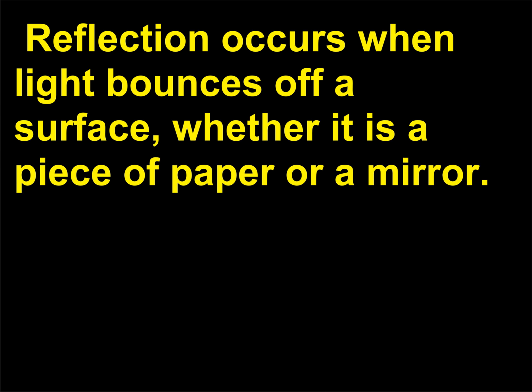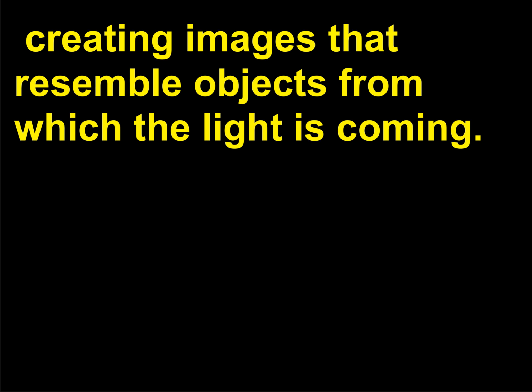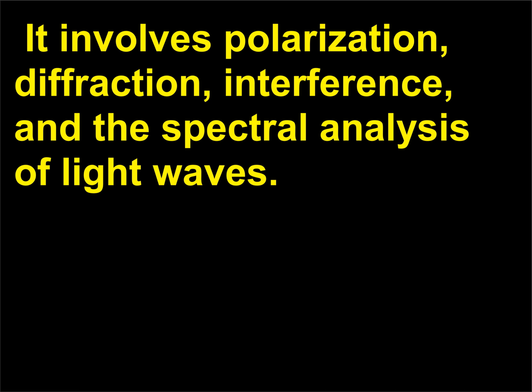Reflection occurs when light bounces off a surface, whether it is a piece of paper or a mirror. Shiny metals and very still water make good reflectors, creating images that resemble objects from which the light is coming. Physical optics, on the other hand, is the division of optics that depends on the wave nature of light. It involves polarization, diffraction, interference, and the spectral analysis of light waves.